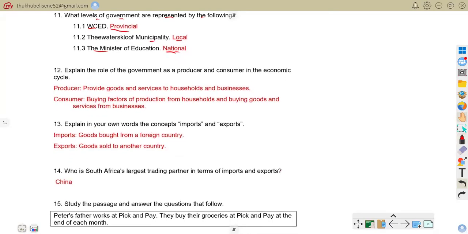So now let us come to 1.2. It says explain the role of the government as a producer and consumer in the economic cycle. So a government can be a producer and they can as well be consumers. As a producer, it provides goods and services to households and businesses. They can be a consumer because they buy factors of production from households. They can also buy goods and services from businesses. So they can serve as both producer and consumer.